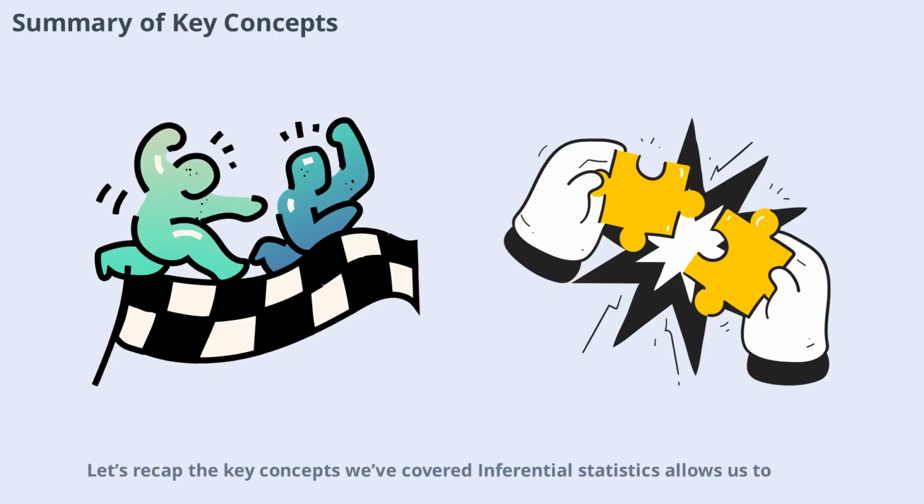Let's recap the key concepts we've covered. Inferential statistics allows us to make predictions about populations using samples. It relies on probability, hypothesis testing, and careful sampling methods. Understanding its strengths and limitations is essential for accurate data analysis and interpretation.